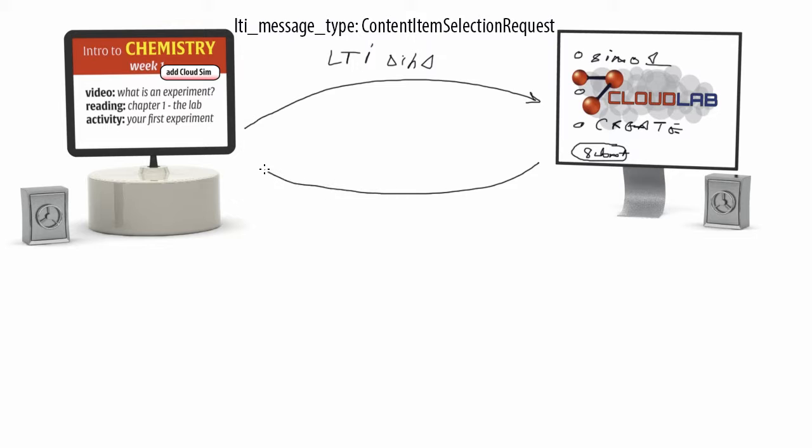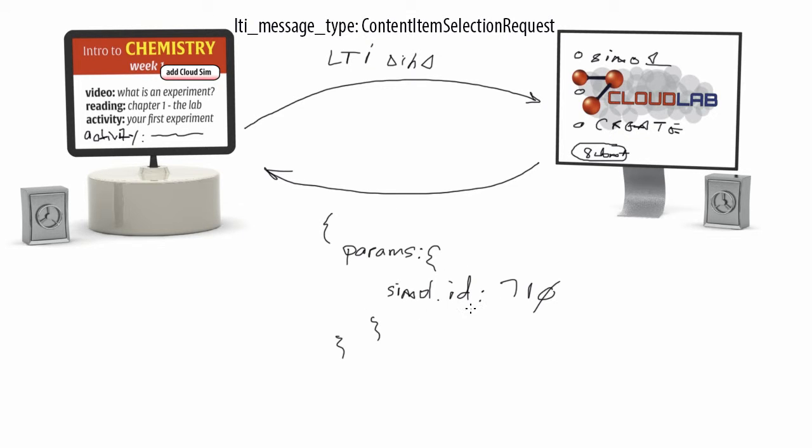it returns back here, and the content item that's posted back now contains the custom parameters. Its custom parameters might be, for example, the simulation ID. And now a new link can be created, so it would be another activity, and the activity would be like some name.